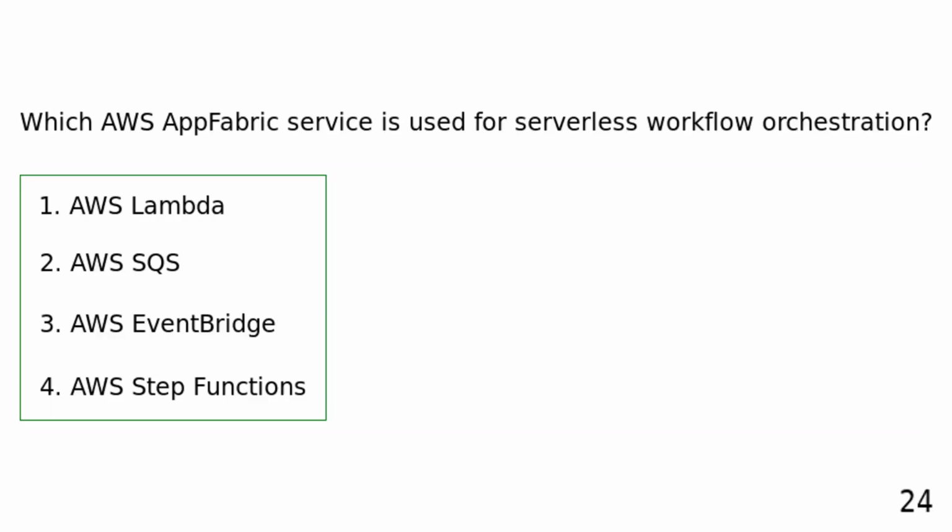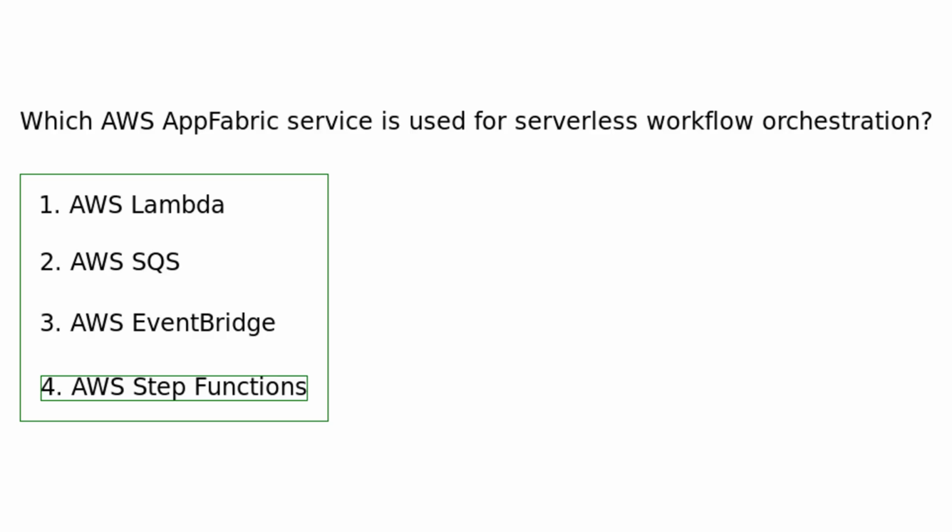Which AWS AppFabric service is used for serverless workflow orchestration? AWS Lambda. AWS SQS. AWS EventBridge. AWS Step Functions. AWS Step Functions in AppFabric enables the orchestration of complex, multi-step serverless workflows by visually defining the sequence of Lambda functions and other AWS services.